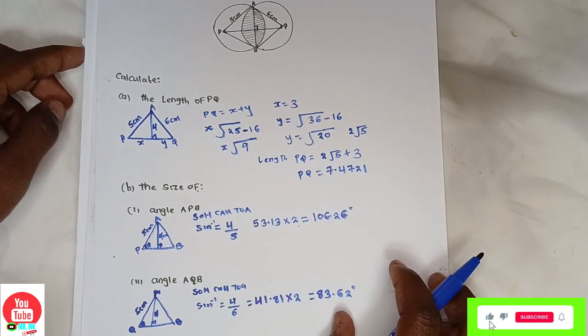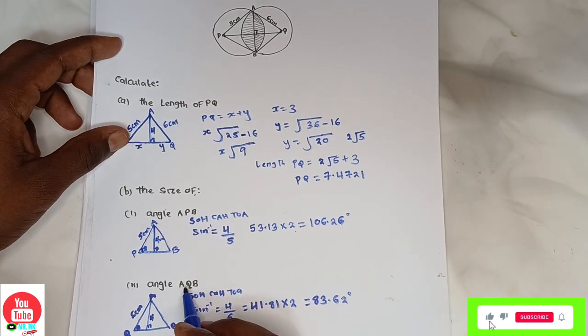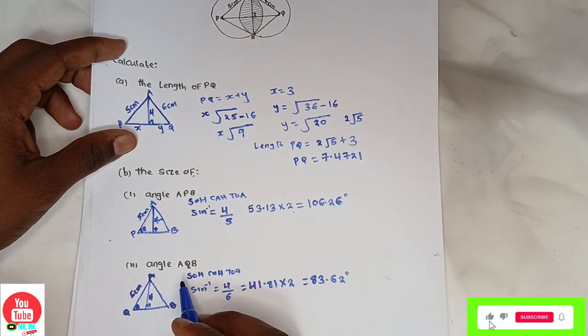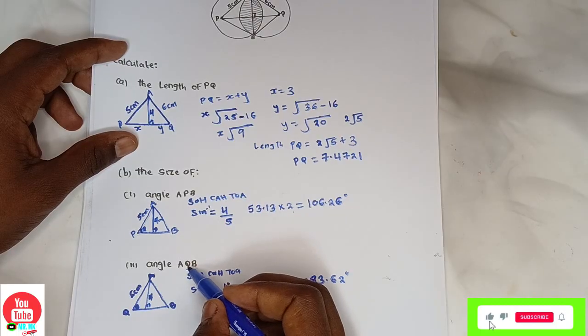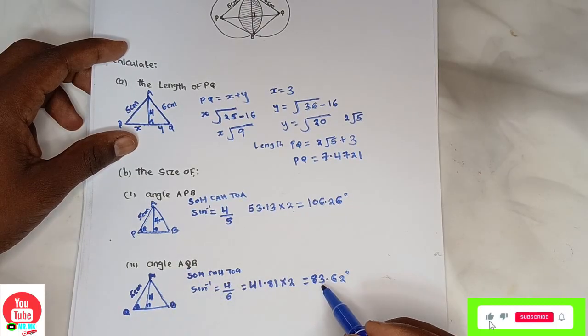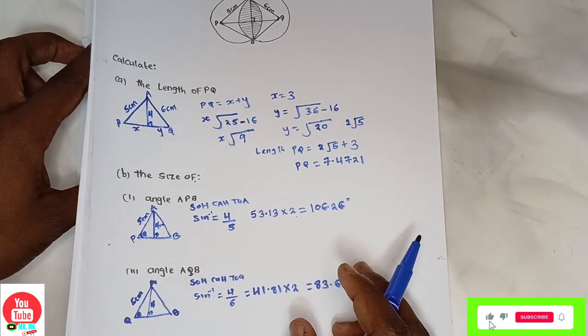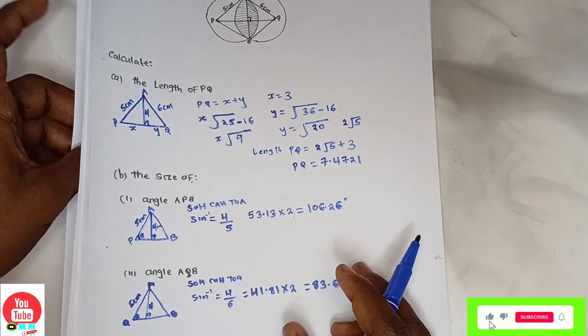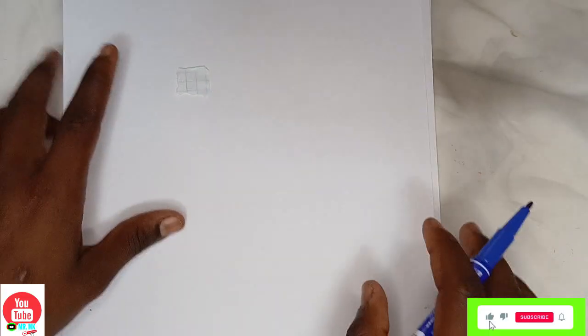I think that one is the angle of AQP. The question needs the angle of AQP. For that case, you look at QA. The angle will be 83.62. Let's do the final question now.